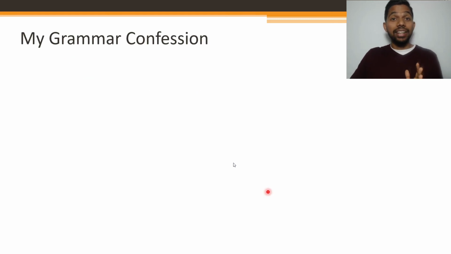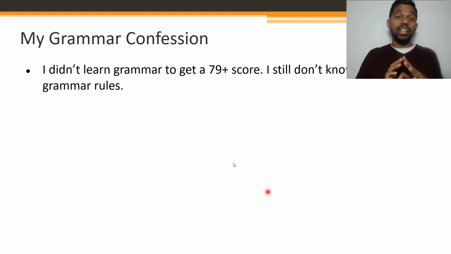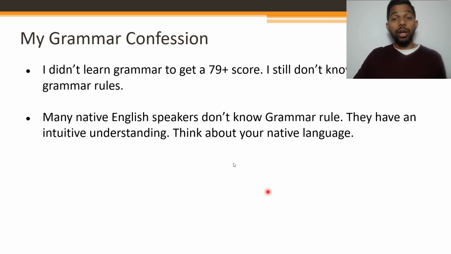And I'm going to share with you my grammar confession for the PTE Academic. I did not learn any grammar rule to get a 79 plus score in the exam. I have an overall 90 score, but I still do not know all the grammar rules in English, okay? And many native English speakers as well do not know all the grammar rules. They only have an intuitive understanding of it. So if you ask a native English speaker a particular question about the PTE Academic and ask them to solve it, they will be able to solve it very easily. But if you ask them, okay, why is this the correct answer, then they'll just say that it sounds right. They won't be able to really give you a technical explanation of the grammar rule, right?